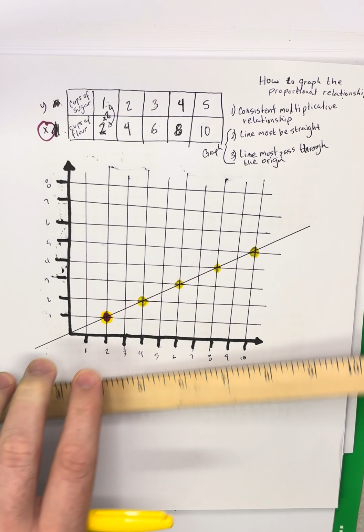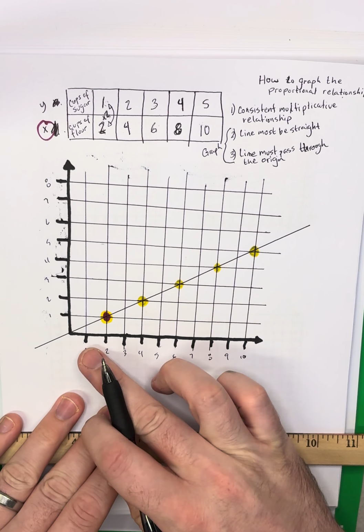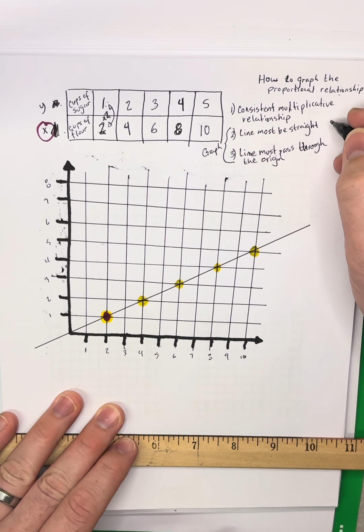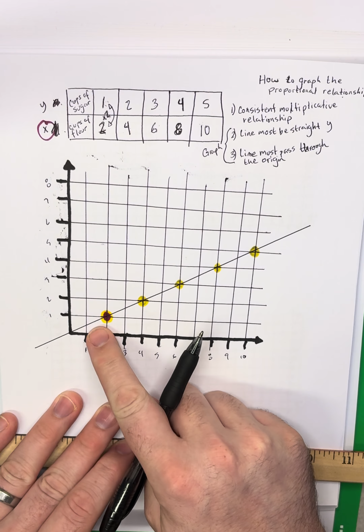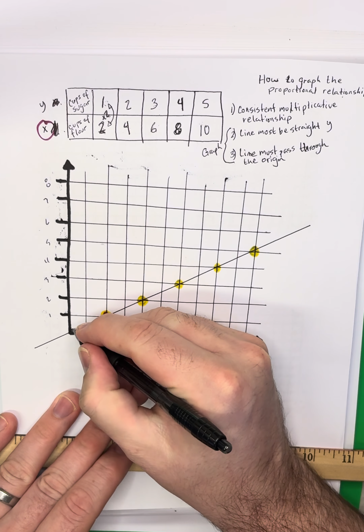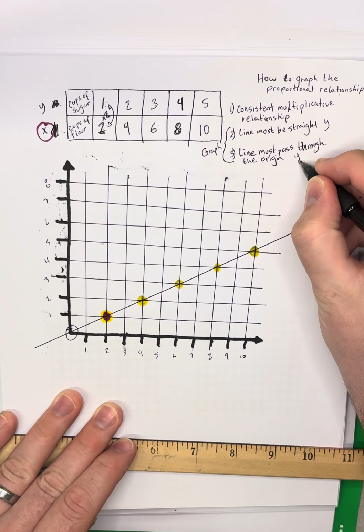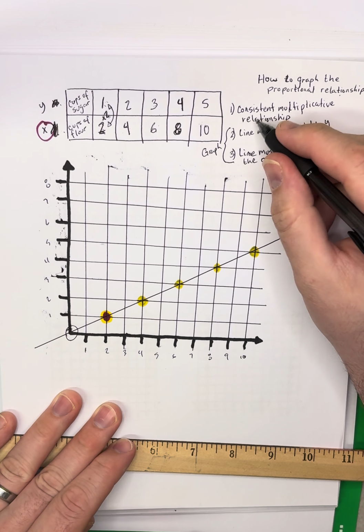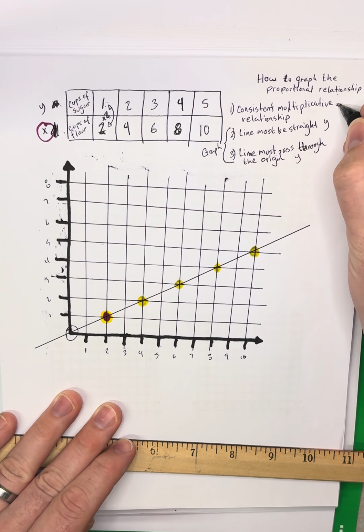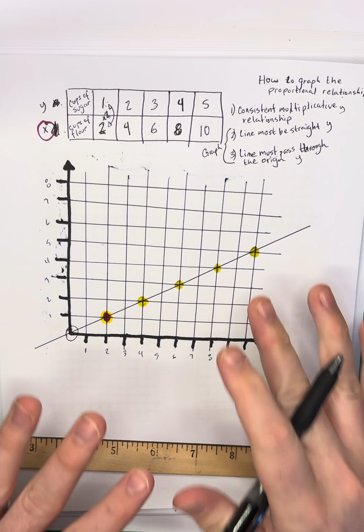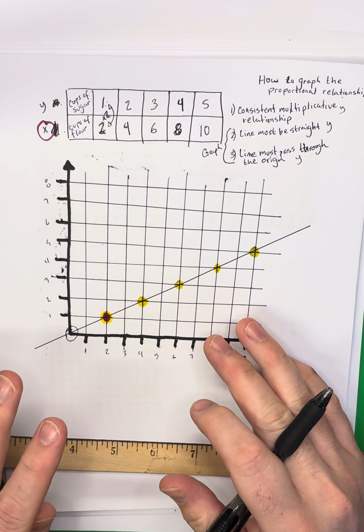all right? Now, looking at this right here, is this line straight? Yes. Is this line going through the origin? 0, 0. Yes. Do I have a consistent multiplicative relationship? Yes. All right, then this is proportional. All right?